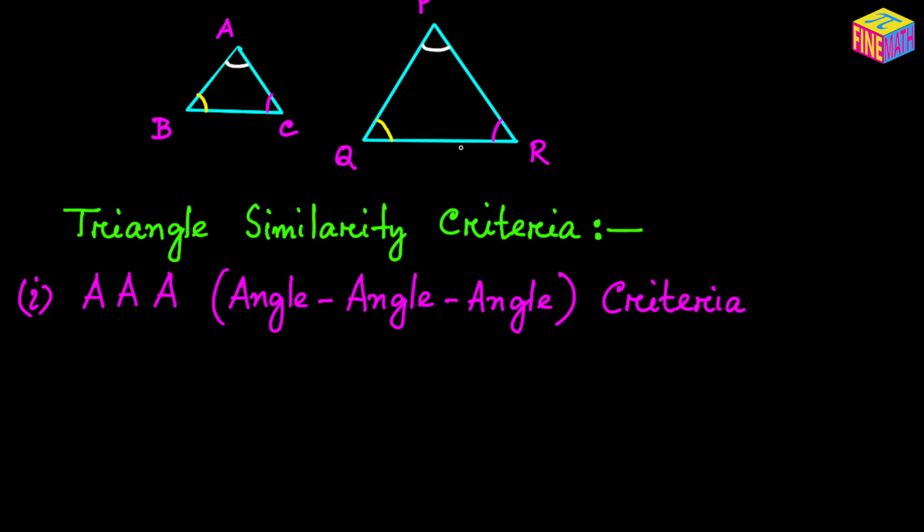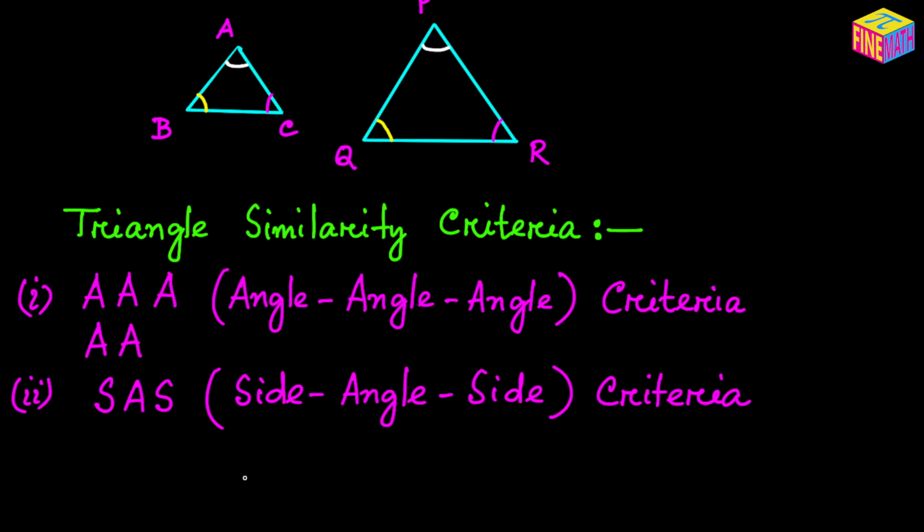Right? So whether you say AAA criteria, or sometimes we could even say this is like AA criteria. If two corresponding angles are equal, then definitely the third angle will also be equal, and then obviously both the triangles will be similar triangles. Now let's talk about the second criteria.